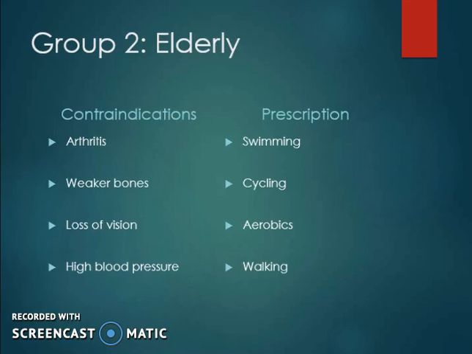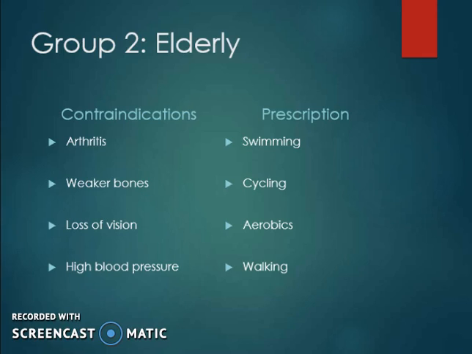My second group is elderly. A contraindication for the elderly would be arthritis, and they would require a low impact sport if they wanted to play. For example, swimming, as this doesn't put a lot of pressure on the joints, and makes it a lot easier for them. If they did other sports that were high impact, then this may just trigger their arthritis and make it worse.